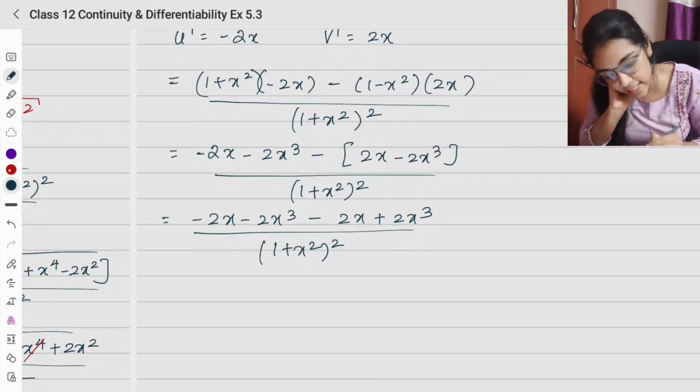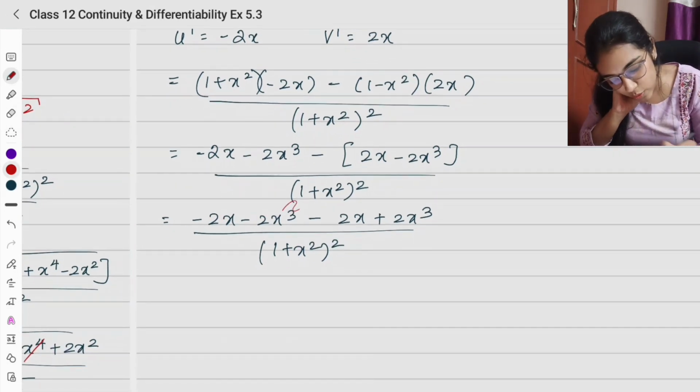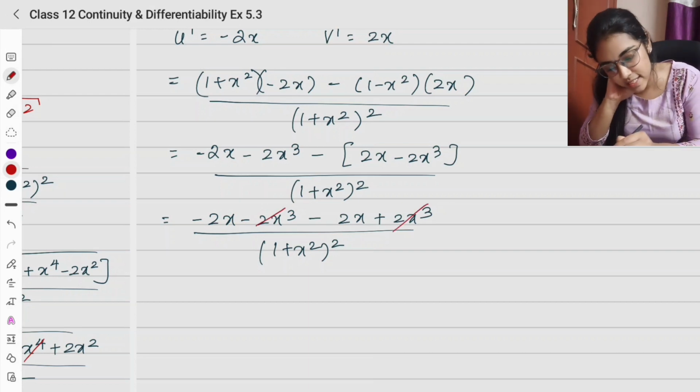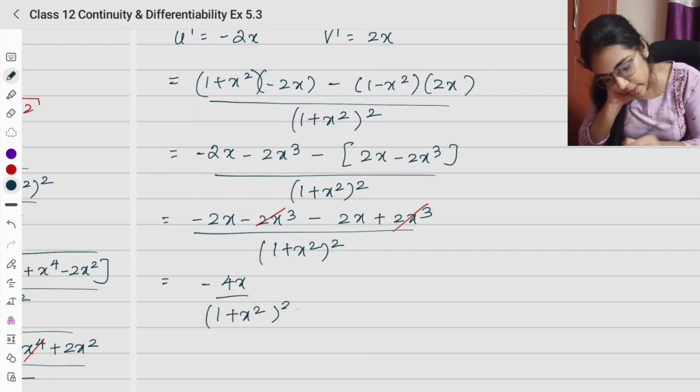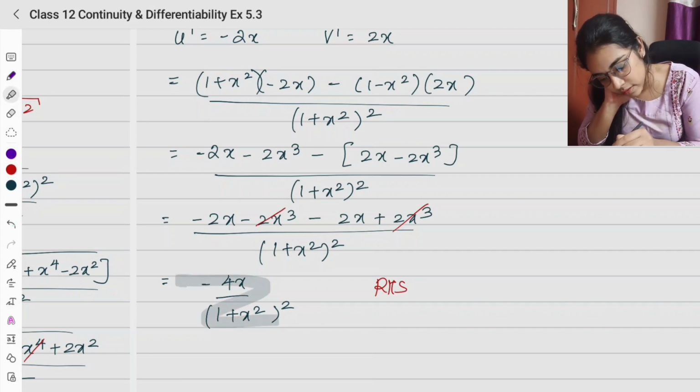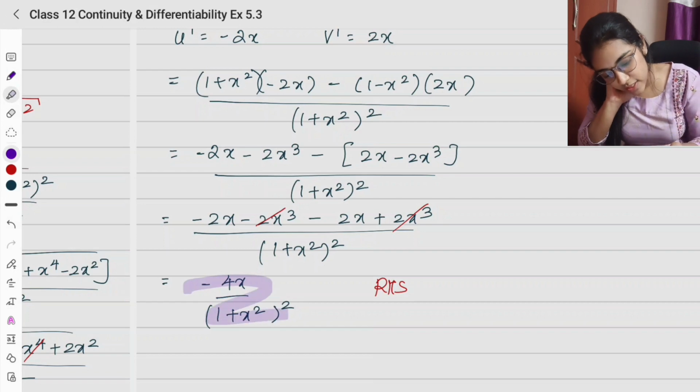Okay, in that, what will cancel? I see that minus 2x cube and the plus 2x cube are getting cancelled. What am I left with? Minus 4x divided by 1 plus x square the whole square. This is my RHS. Okay, the value that is marked in purple. So this is my RHS.